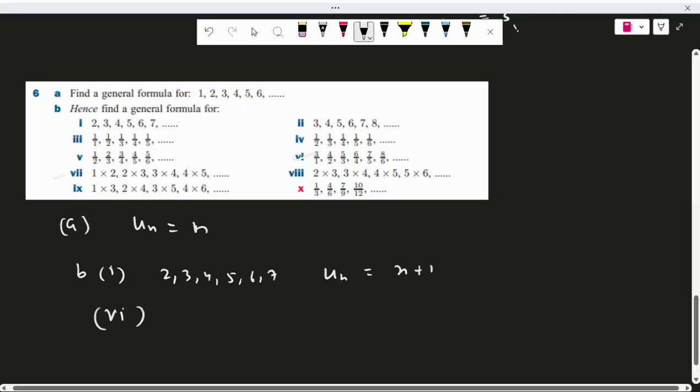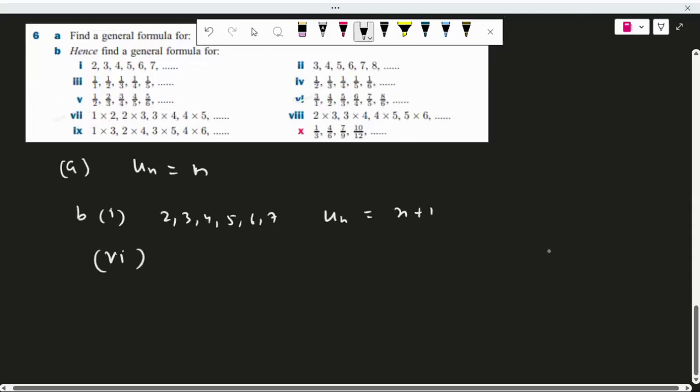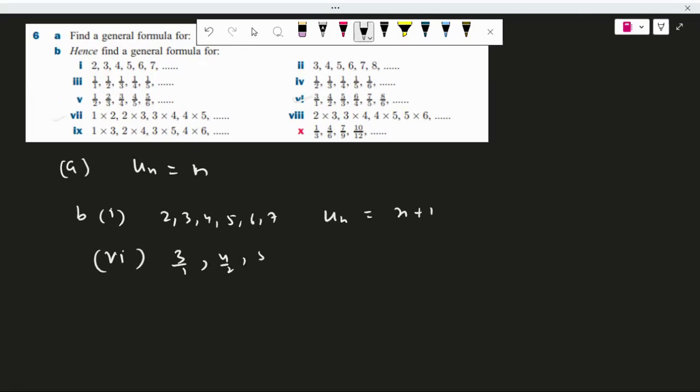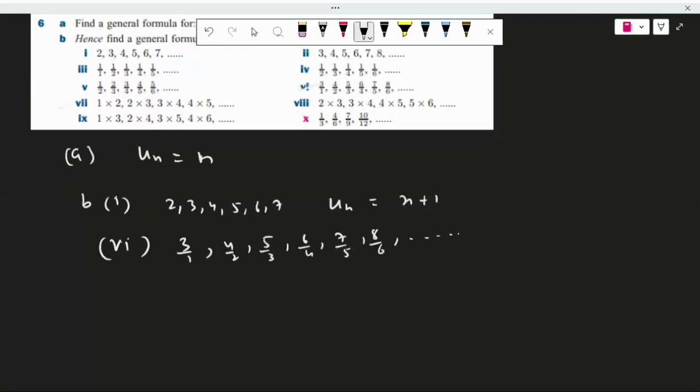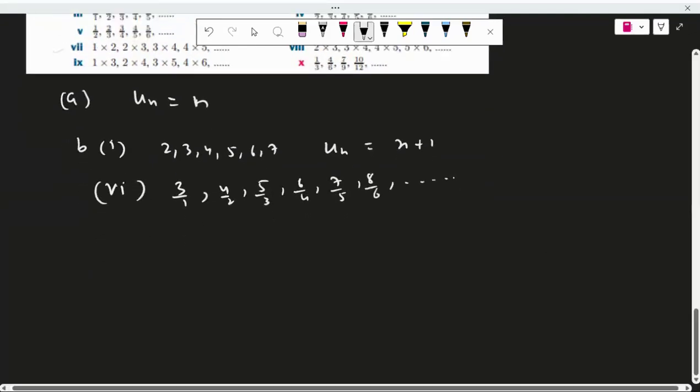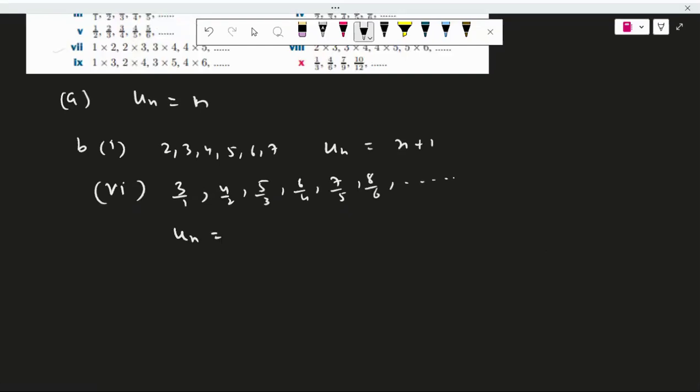Sixth part. It's 3 over 1, 4 over 2, 5 over 3, 6 over 4, 7 over 5, 8 over 6, and so on. Yes, Rajveer, what will be the general formula for this? General formula means finding the nth term.